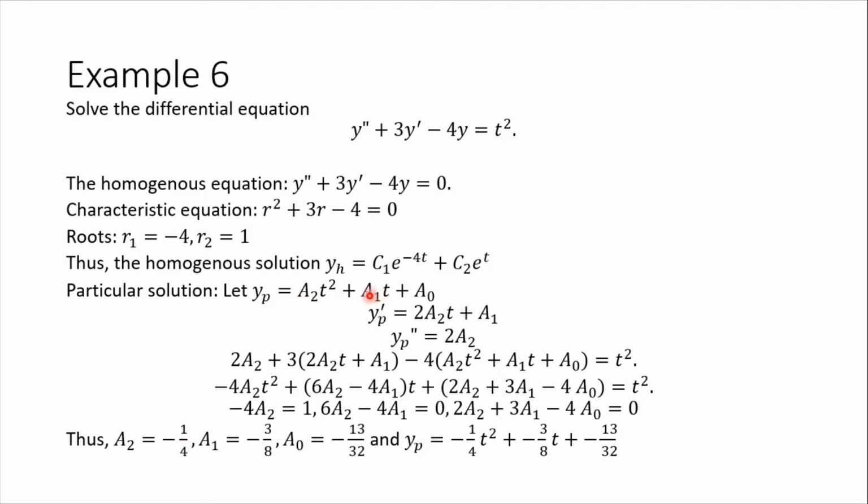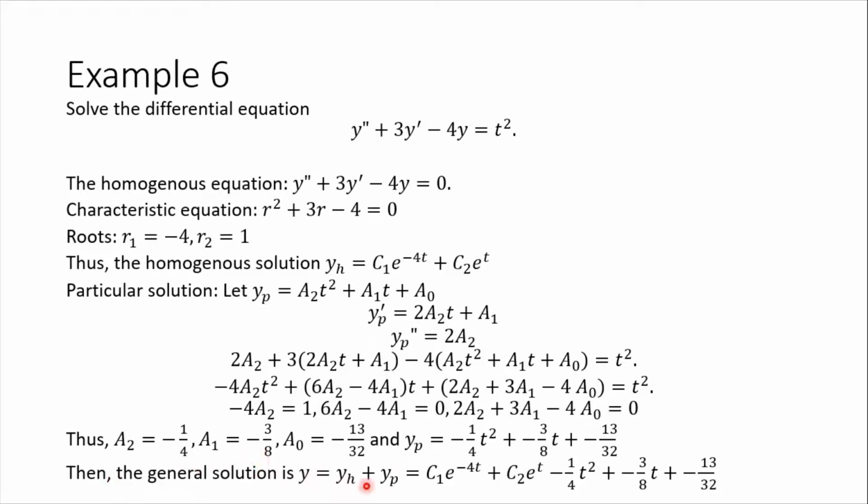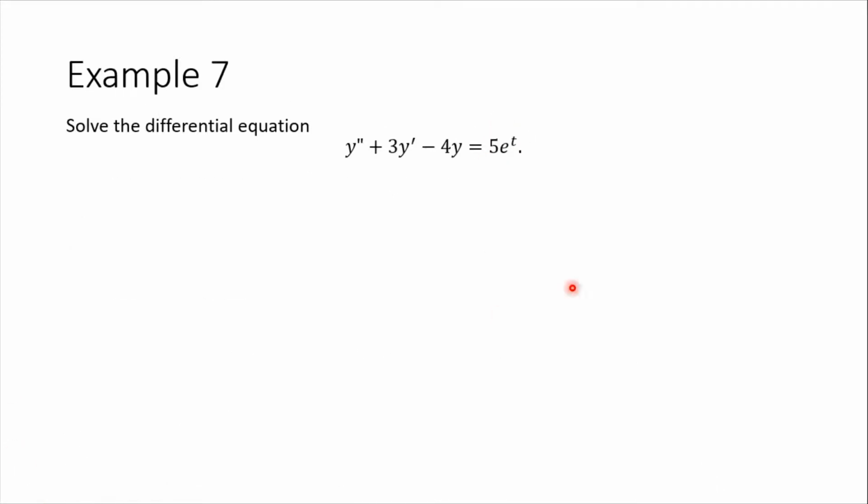So a2 is what? a2 is minus 1 over 4. a1 is what? a1 is minus 3 over 8. a0 is what? Minus 13 over 32. Okay, so we get this particular solution here by substituting all the coefficients that we have found. Alright, so in general, the solution will be the homogeneous solution, this one, plus the particular solution, this one. Alright, so that's the first example, when on the right hand side, or bt, we have a polynomial.